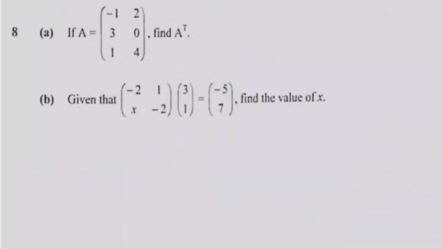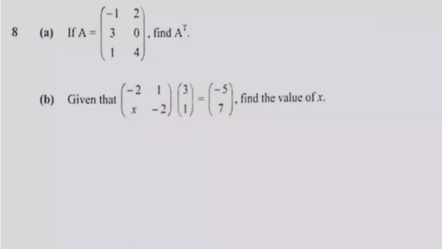We come to question 8. Let's start with question 8a. If A is equal to the matrix negative 1, 2, 3, 0, 1, 4, find A transpose. So when you're finding the transpose of a matrix, you just turn the rows into columns and columns into rows.